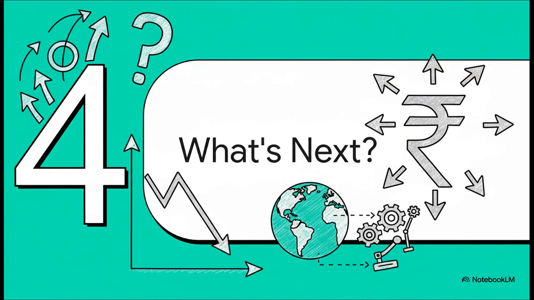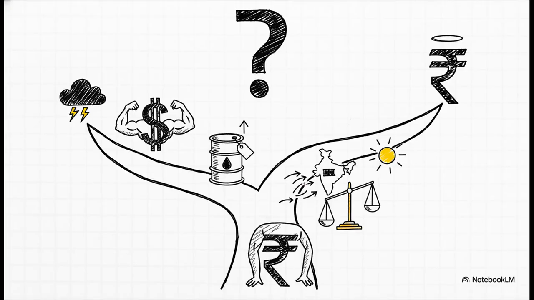So that's the complicated picture of where things stand right now. But after breaking all that down, the obvious question is, what's next? Where does the rupee go from here? Well, the road ahead really depends on all those global factors we've been talking about. If the US dollar stays king and oil prices stay high, the pressure on the rupee is probably going to continue. But a recovery is absolutely possible. If global investors start feeling more confident and that foreign money starts flowing back into India, and if that trade deficit starts to shrink, things could definitely turn around.